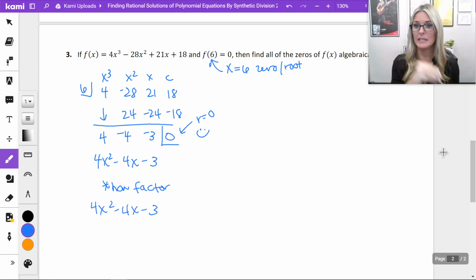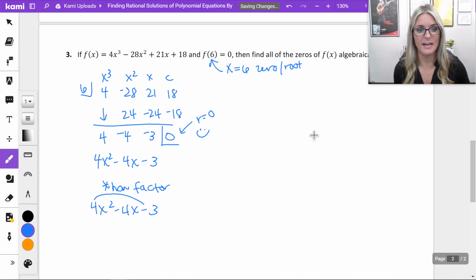Now this one has a leading coefficient, unlike we saw in number 1. So remember, you're going to need to multiply the front and the back together. We're looking for the factors of negative 12 that add up to that middle term, negative 4. And we're going to split that center term to make it 4 to use grouping.